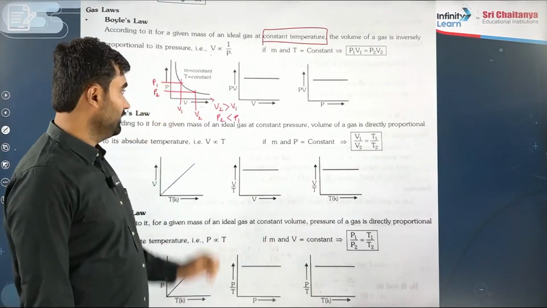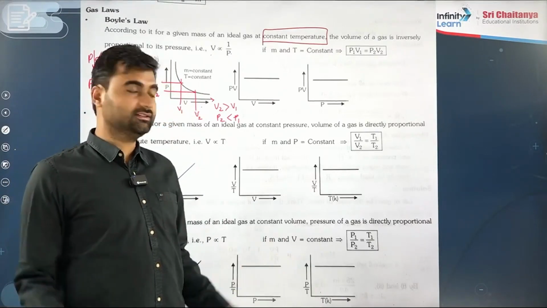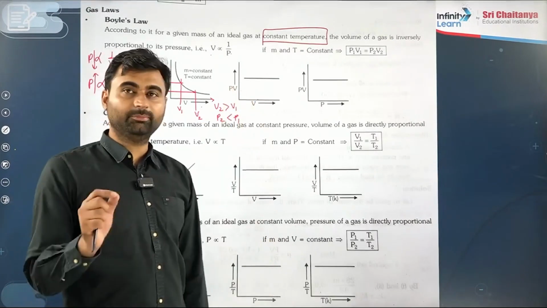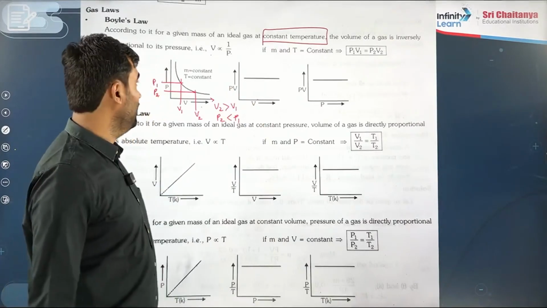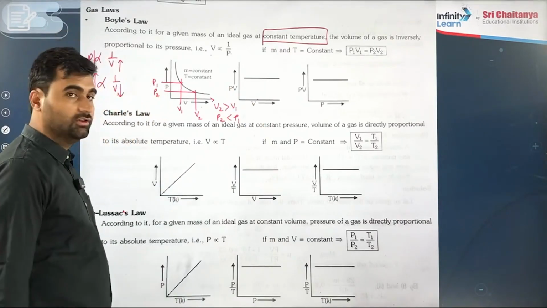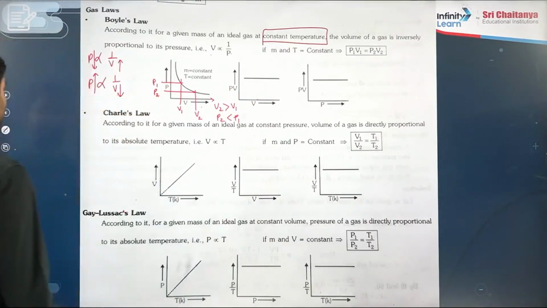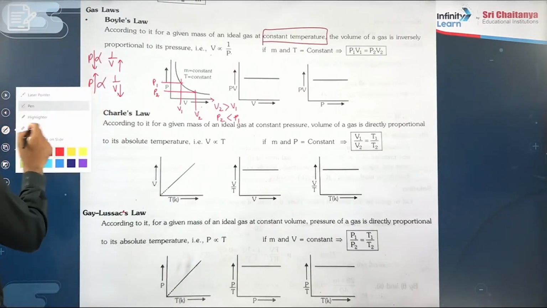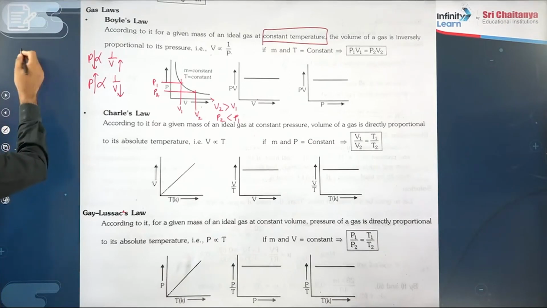Pressure volume graph we understood. Sometimes they ask for a graph between PV and V. So how do we understand this? What is the condition? The condition is that volume is inversely proportional to pressure.